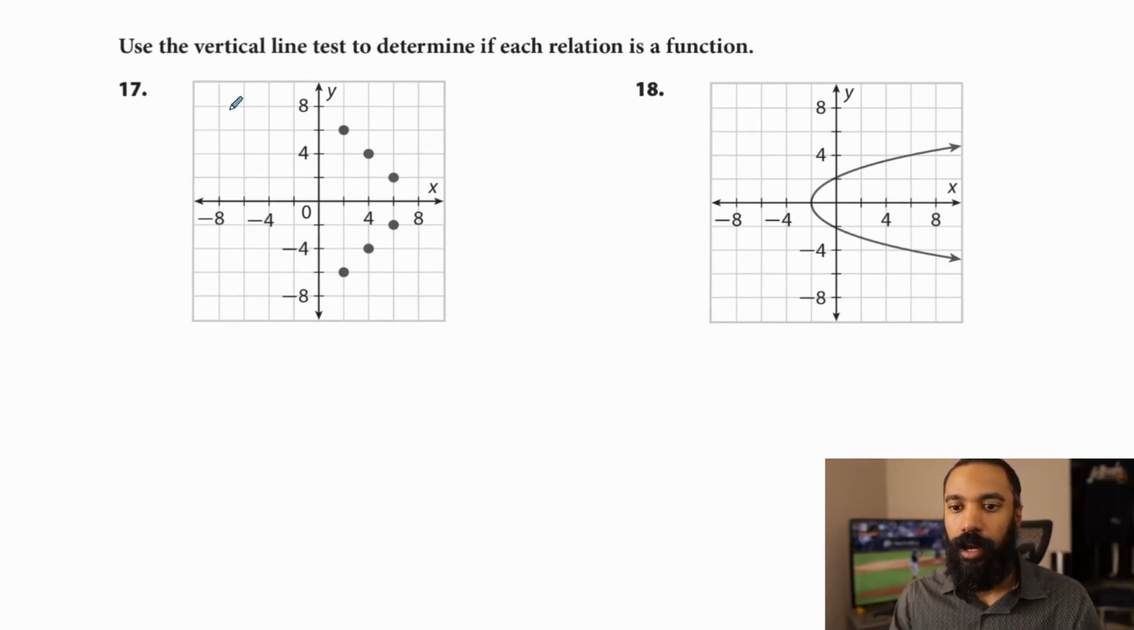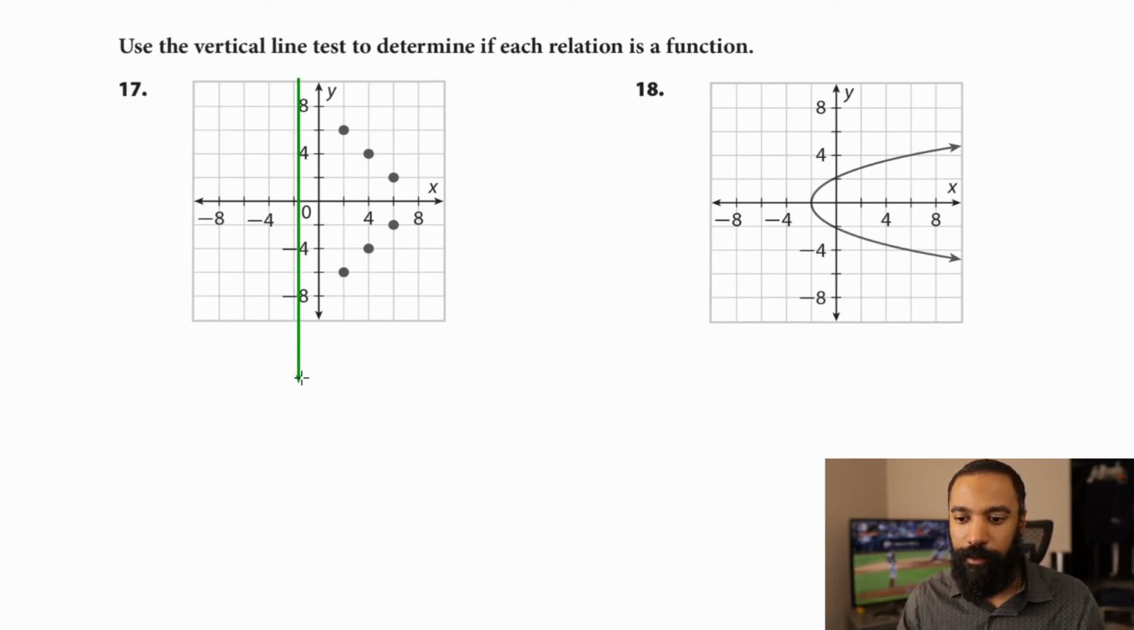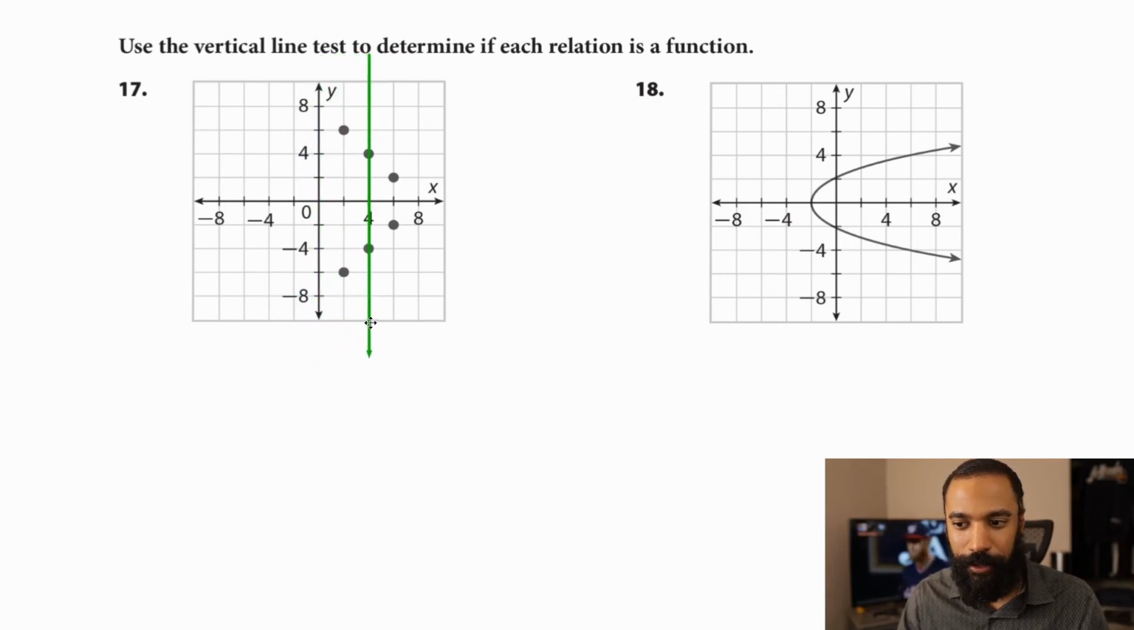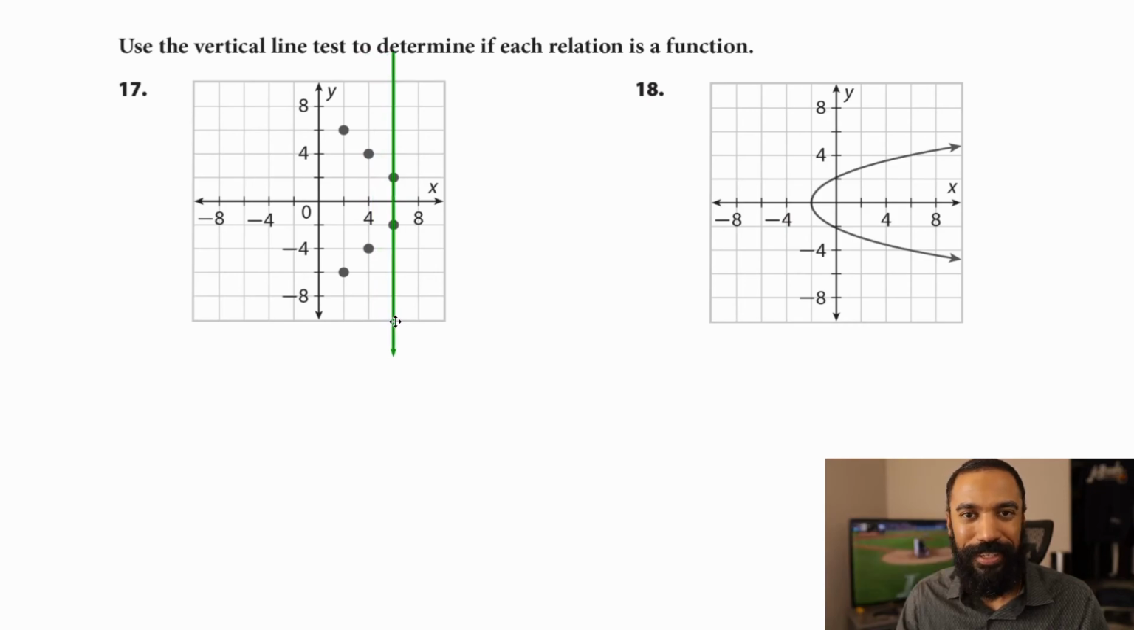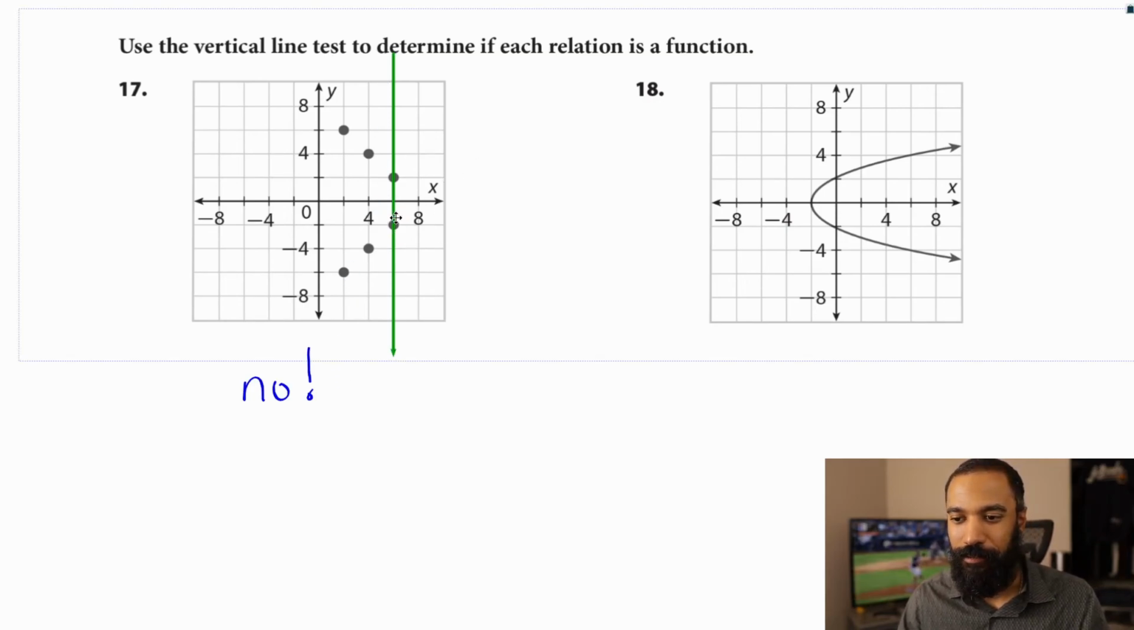Okay, number 17, this is a discrete function. You can see the graph right here. And vertical line test, let's go ahead and check it out again. Fail, fail, fail. No, not a function. Two points for all three of those sets of x's. Very big fail.